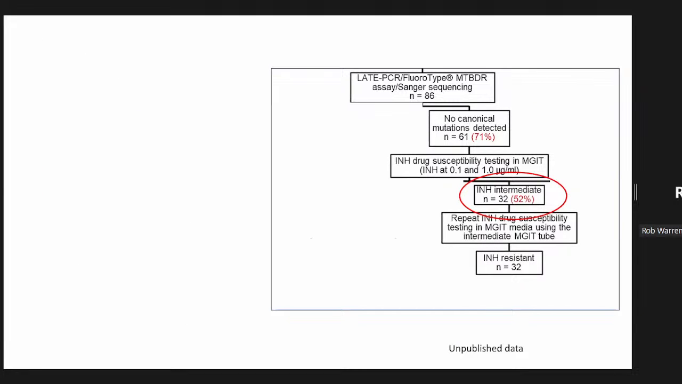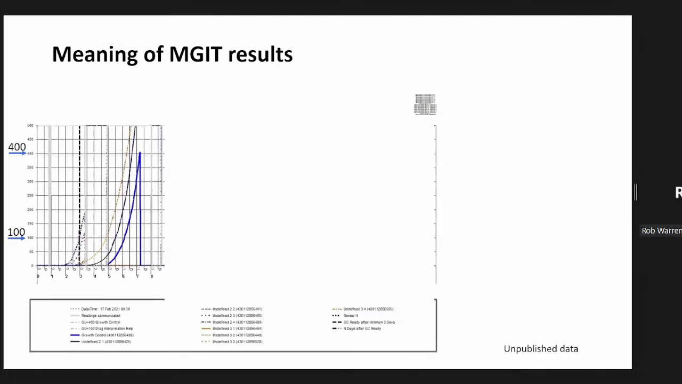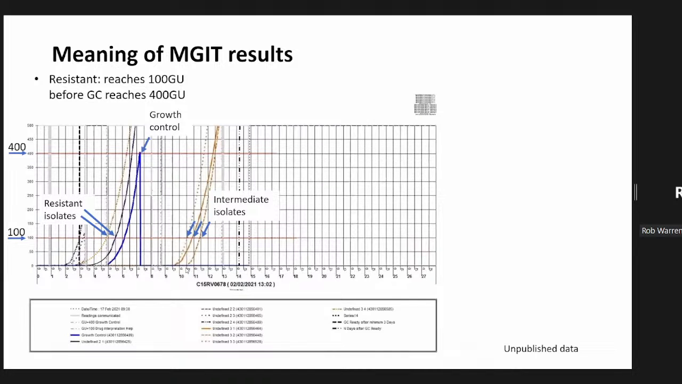We then also looked at this intermediate group, which is classically classified as susceptible. And so I'm going to show you a little bit of the theory here. If you're doing a MGIT culture drug susceptibility test, you have a control that is a 1 in 100 dilution. And if your sample that's grown in the presence of drug grows before the control, it's considered as resistant.